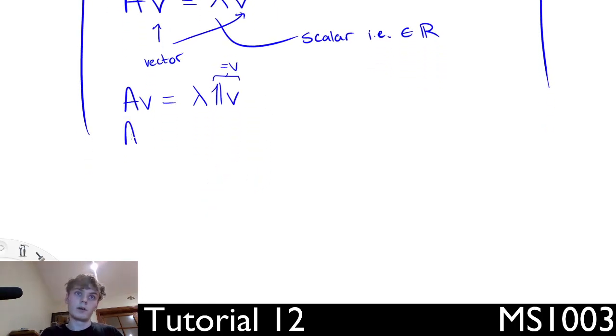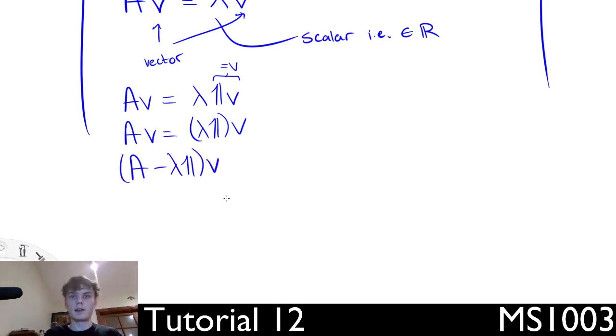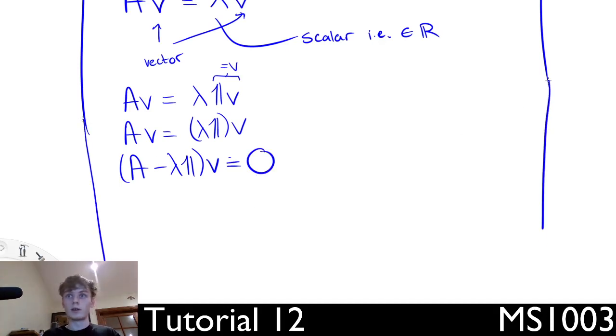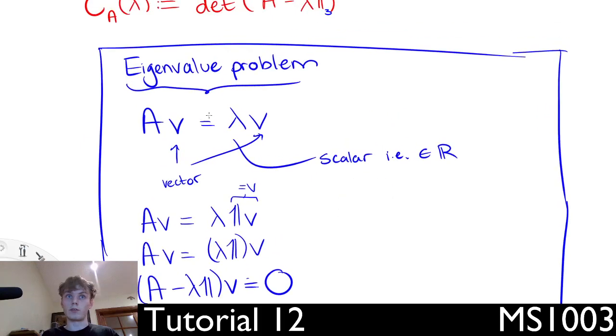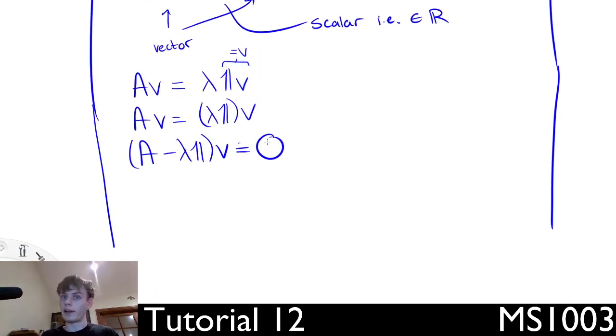And now, if I just bunch the lambda and the identity matrix together, now I have a matrix on one side, a matrix on the other side. So I can bring this over and factor out the v vector, so that it's equal to 0. Okay? That should be good so far. We've gone from writing out the actual problem to writing it like this by using a little trick.